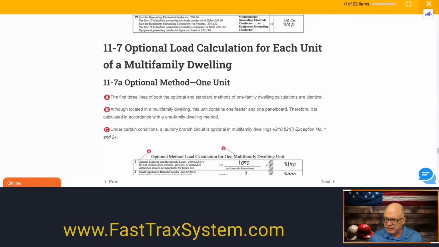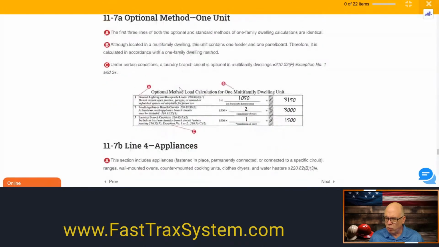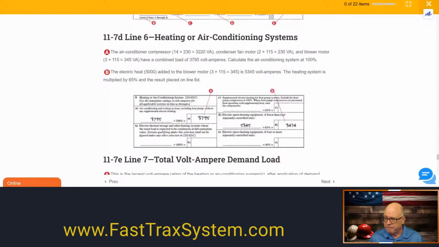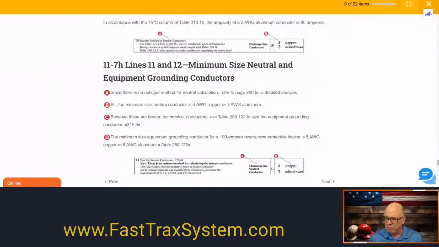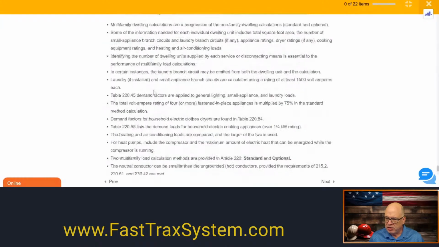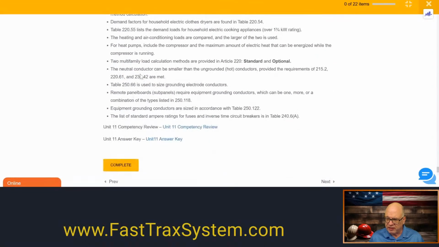Here's the optional method for a single dwelling unit. We walk you through one unit, same concept. Everything stays the same. Walk you through it. If any of it doesn't make sense, reach out to us anytime. I'm more than happy to explain any piece of it. Okay, and then you have a summary of what you've learned during this lesson.